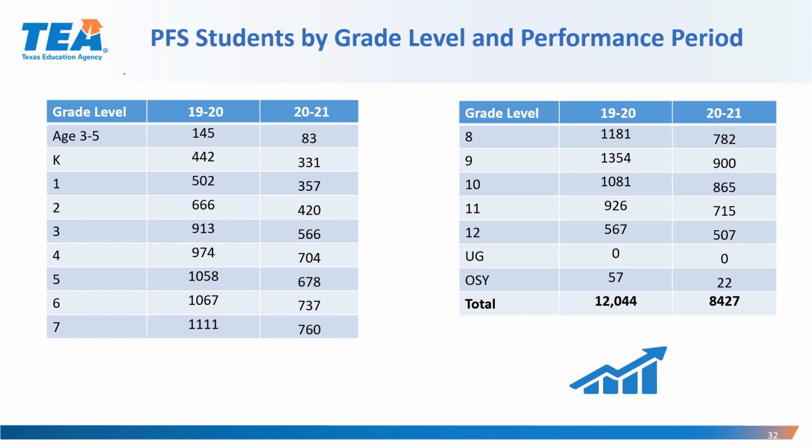The following is a breakdown of the PFS students by grade level and performance period between the years 2019-2020 and 2020-2021. As you can see, we have had a significant decrease in the number of identified PFS students. This can be related to the decrease of overall migratory students being identified in the state. Additionally, because we utilize the state assessment as part of the criteria to qualify a student for PFS, the fact that we did not have a state assessment in the 2021 school year affected those numbers.